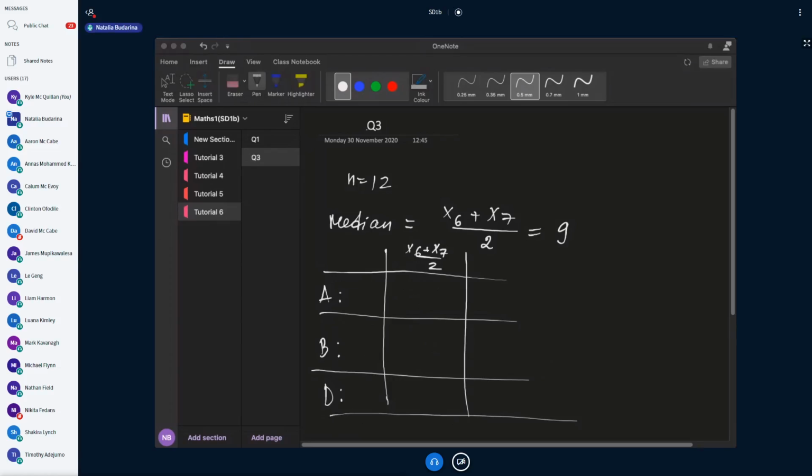Maybe we split. Okay, Nikita, please calculate for the sequence A. Clinton, calculate for sequence B. And maybe Anas, calculate for D. And Shakira, choose any you want for checking. And everybody, please check the A, B, or D sequence and calculate for yourself and find values x6 plus x7 over 2.